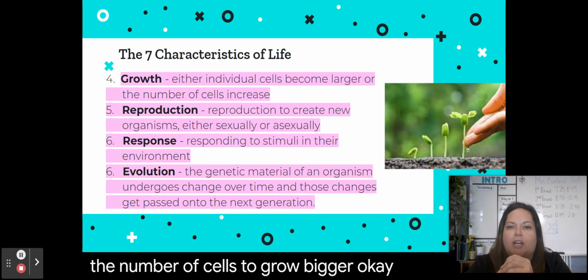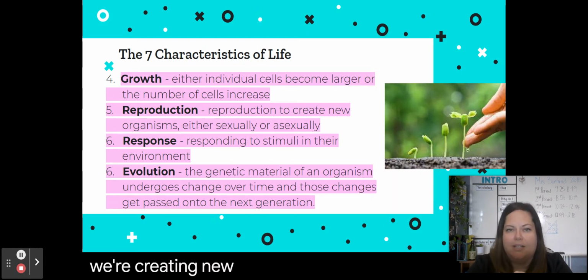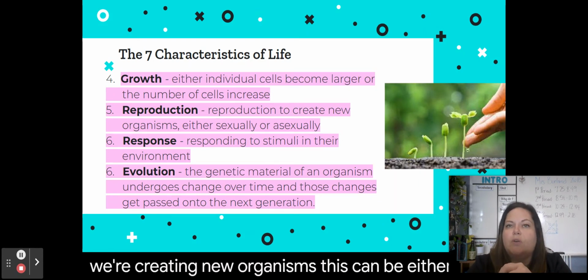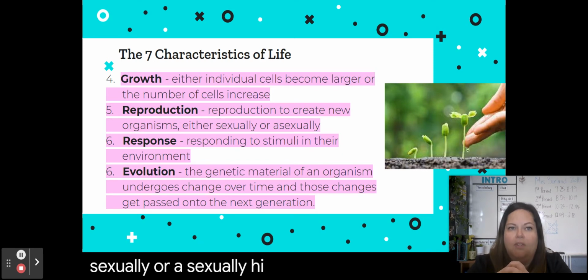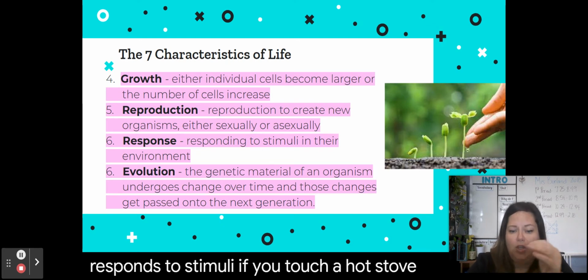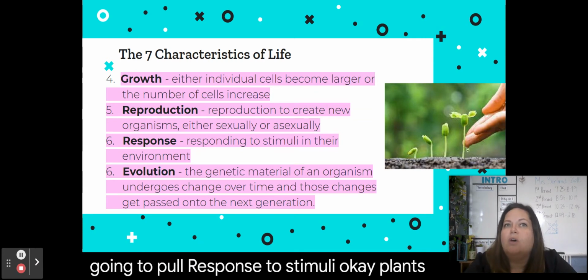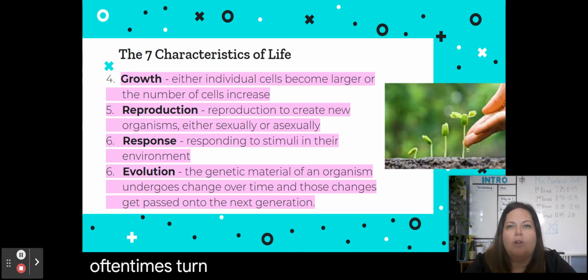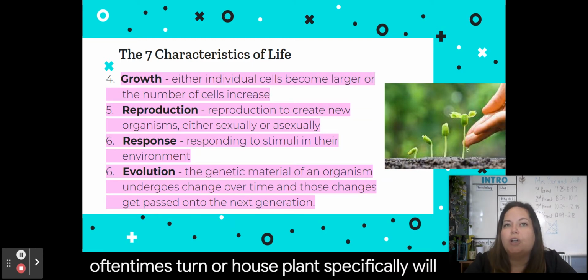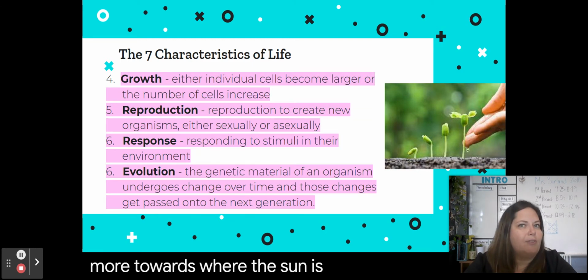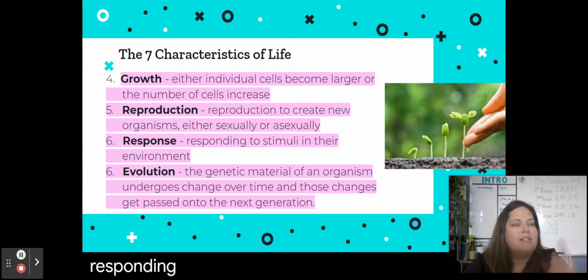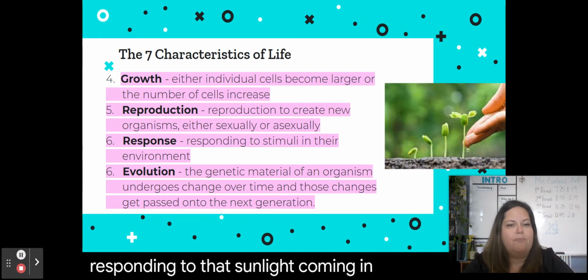Okay. Reproduction. We're creating new organisms. This can be either sexually or asexually. Okay. Response, meaning it responds to stimuli. If you touch a hot stove, you are going to pull back because it burned you. That's response to stimuli, okay? Plants, or houseplants specifically, will oftentimes turn more towards where the sun is coming from. They're responding to that sunlight coming in, okay?